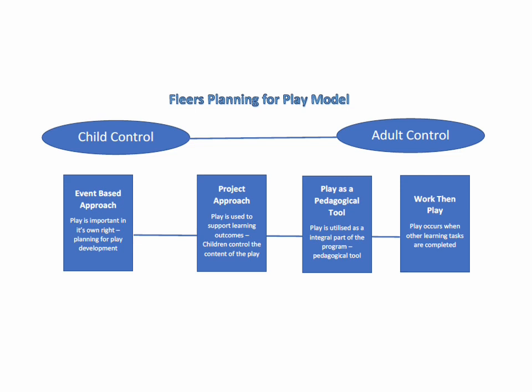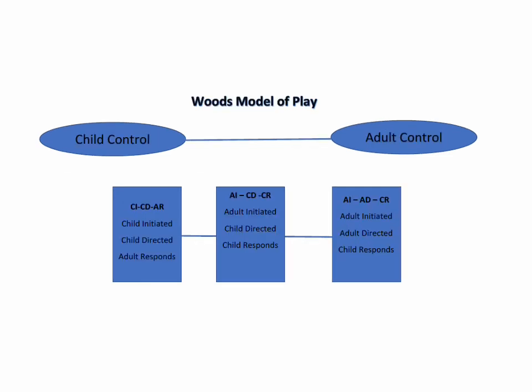Pause and take some time now to read this slide. It's Fleer's Planning for Play model. We'll look at another one on the next slide, but have a look and read to see about the child control and the adult control. And here we have Wood's model of play. Again, looking at child control versus adult control. Again, take a pause and read each of those categories.